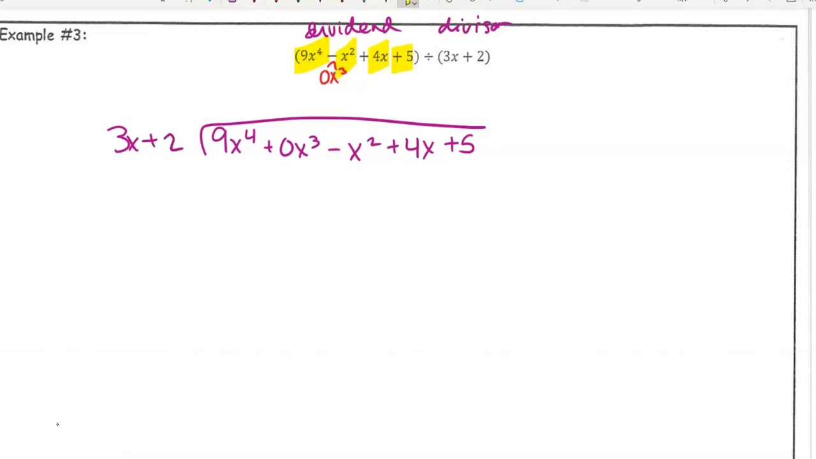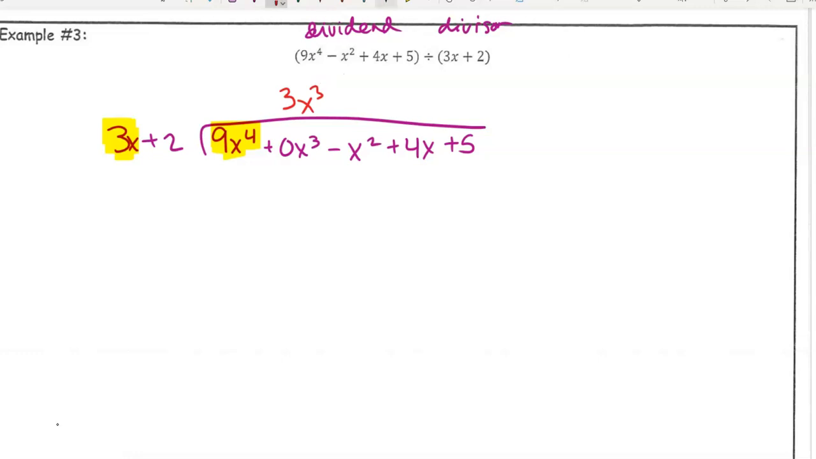Now, our first step is to divide the first term of the dividend by the first term in the divisor. So here we have 9 divided by 3, which is 3, and x to the 4 divided by 1x, which is going to leave us with x cubed. Erase this so we have more space.